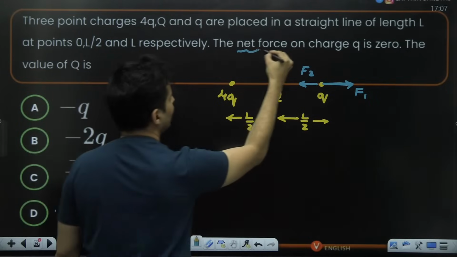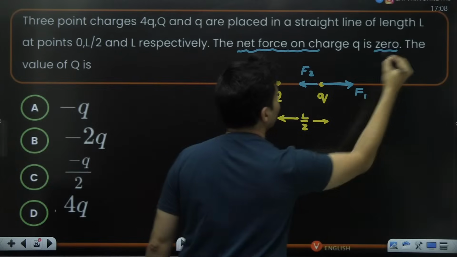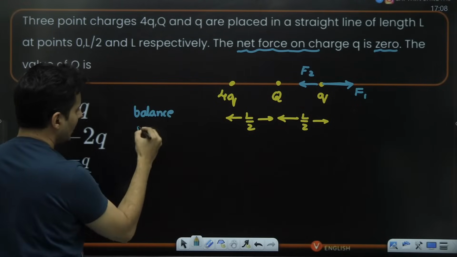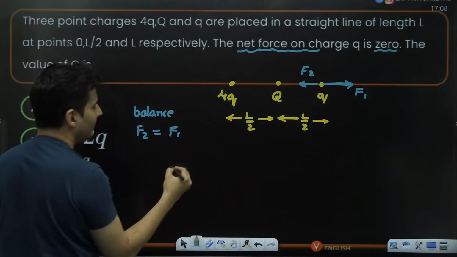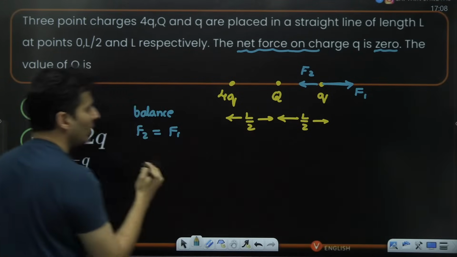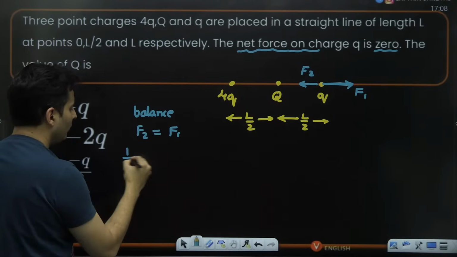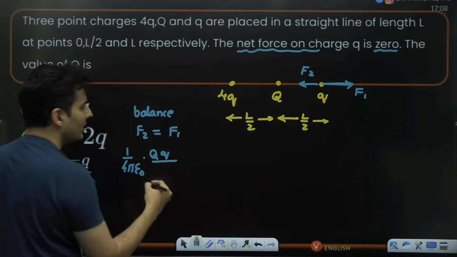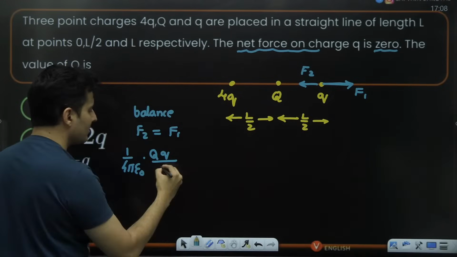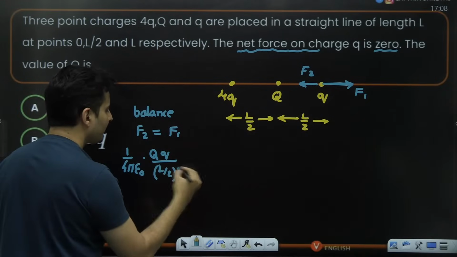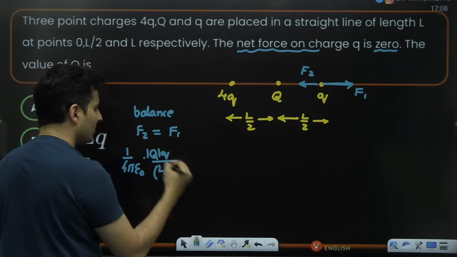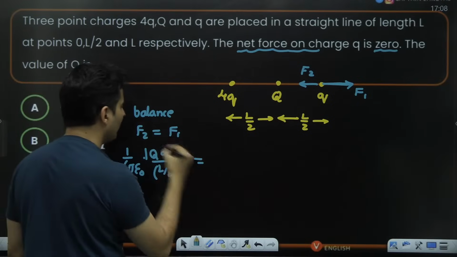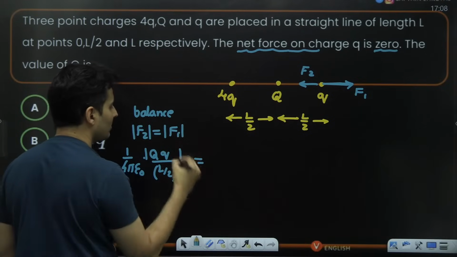Since the net force on that is 0, the forces should balance each other out. Therefore F2 should be equal to F1. F2 is because of Q on small q, so the force will be given by 1 by 4 pi epsilon naught Q q divided by the distance, which is L by 2 square. This is all magnitude wise. Please understand that, I'm just taking the magnitudes everywhere, equating the magnitudes of the forces.